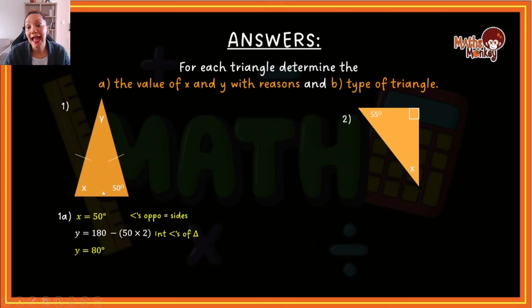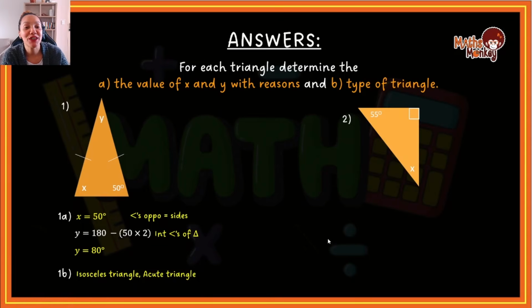So for this question, x is equal to 50 and y is equal to 80, and I gave a reason for both of these. Then B for this question says, give the type of triangle. If I look at this, I know that two sides are equal, so it's an isosceles triangle. And all of the angles are less than 90, so that means it's an acute triangle. So we have an isosceles triangle and an acute triangle. The first one categorizes it according to sides, and the second one categorizes it according to angles.